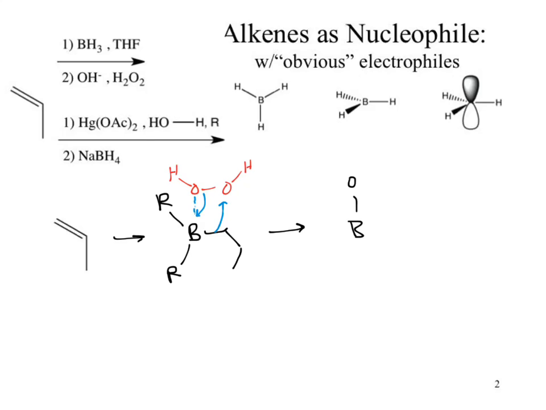Our boron is now bound to an OH and 2 R groups, which we could later work with. What happened to our other piece? Our carbon now has an OH. Oh, kind of cool. So what we've gone through and done was take our alkene, react it with our boron, and in the process add OH and H across the double bond. So we added water across the double bond.